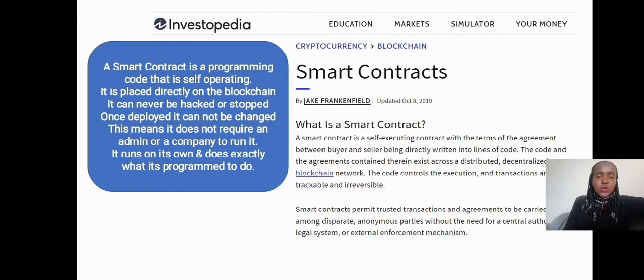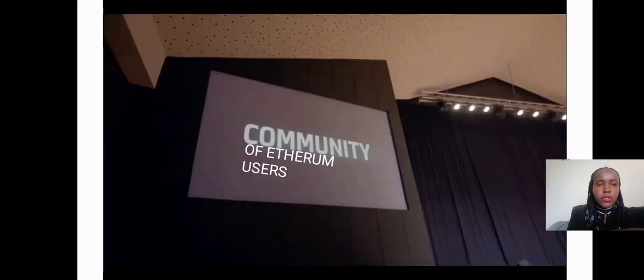What is a smart contract? It is a programming code that is self-operating. It is placed directly on the blockchain. It can never be hacked or stopped. Once deployed, it cannot be changed. This means it does not require an admin or a company to run it. It runs on its own and does exactly what it was programmed to do.